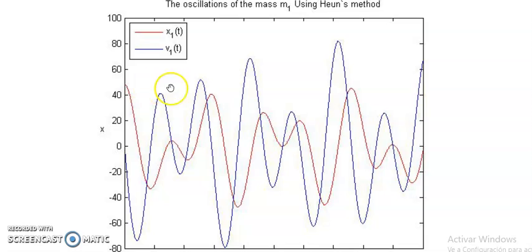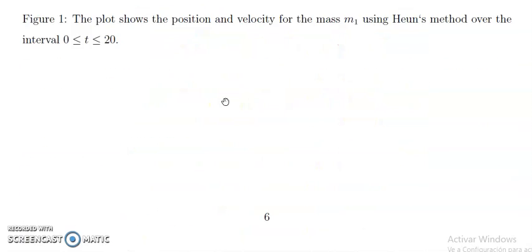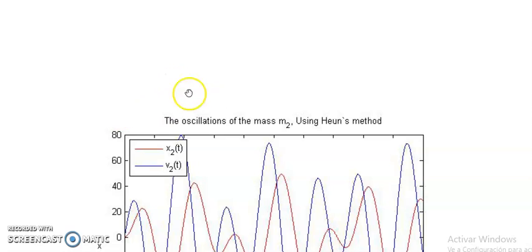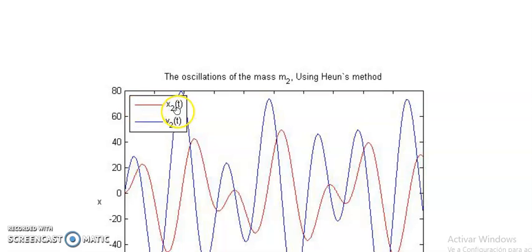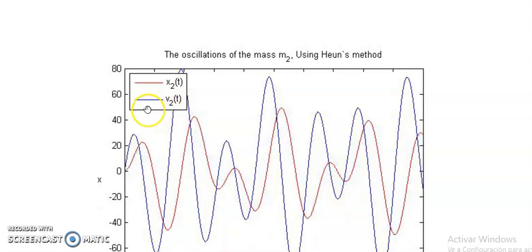But, as I'll show you in the next figure, the position of mass 1 is never going to be larger than 48. And the velocity is also oscillating. Let me show you now the plot for the other mass, the oscillation of mass m2 using Heun's. Again, the red line is the position, and the blue line is the velocity. Both started at 0. Again, oscillation.